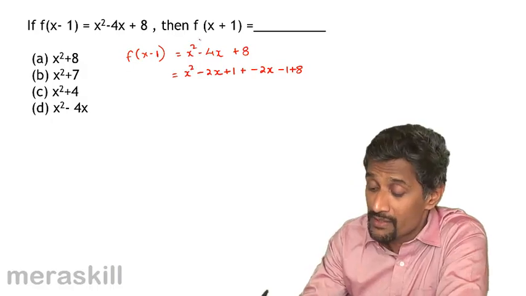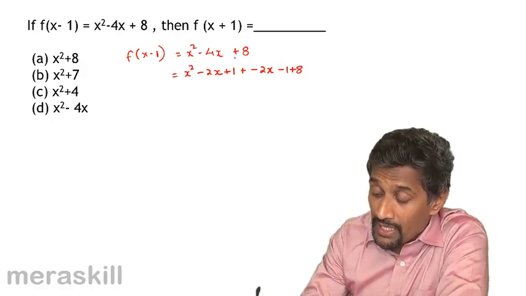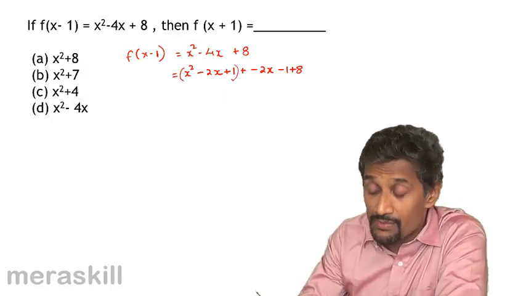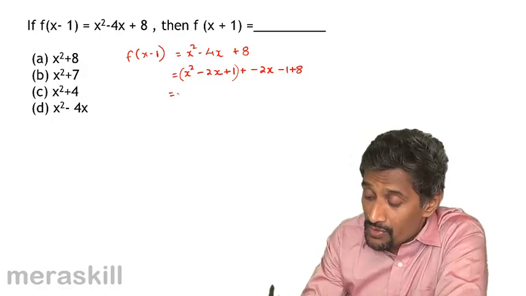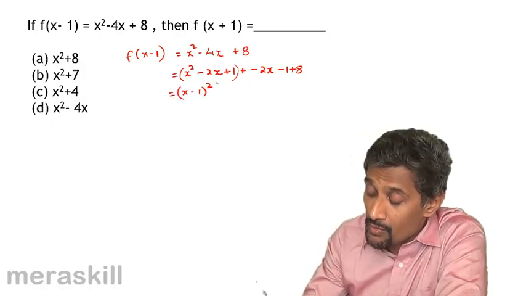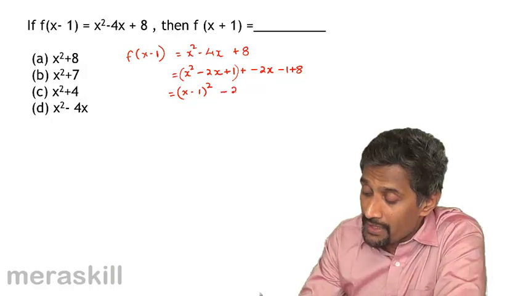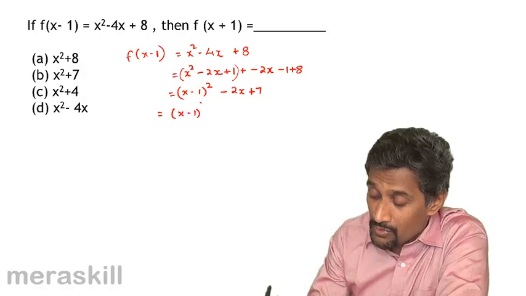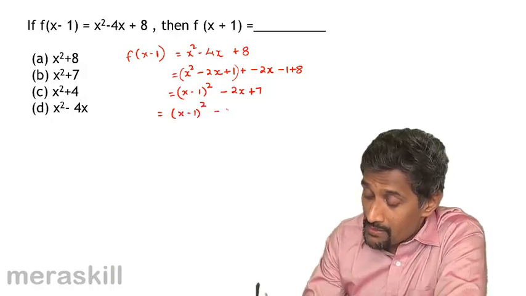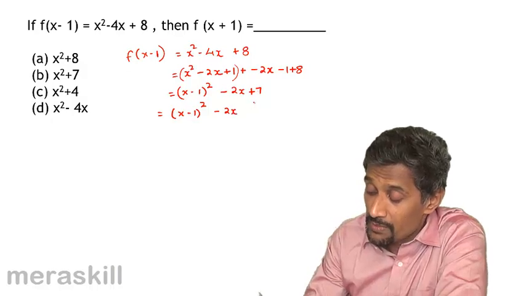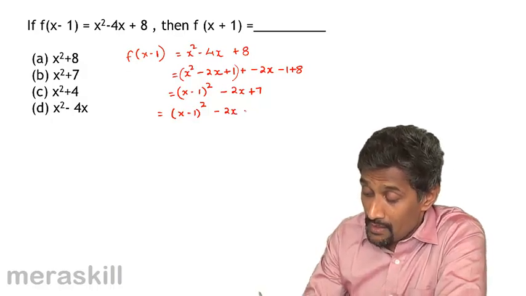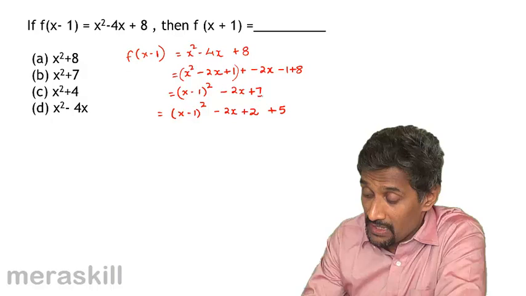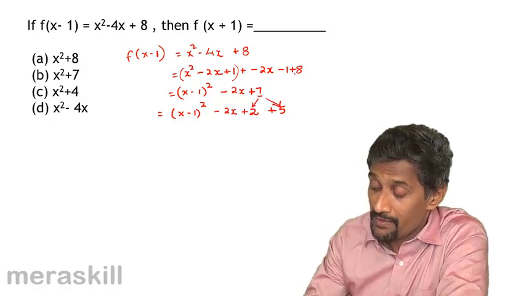Now why are we doing this? We're going to express this whole thing in terms of x minus 1 the whole square. There is one x minus 1 the whole square here. So this will become x minus 1 the whole square minus 2x plus 7, which can be now written as x minus 1 the whole square minus 2x, and you need to split this up as plus 2 plus 5. We are splitting up 7 as 2 plus 5, right?